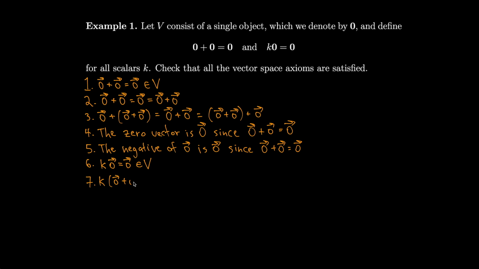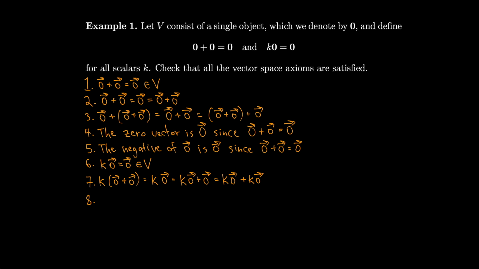So k times (0 plus 0). Well, this thing is just 0 by definition. So this is just k times 0, which is the same thing as saying k times 0 plus 0, because I can just add 0 and it will stay the same. So this is the same thing as saying k0 plus k0, because 0 equals k0 by definition.